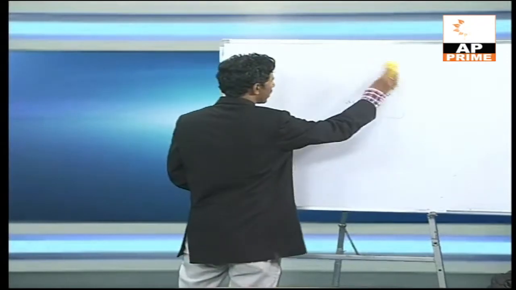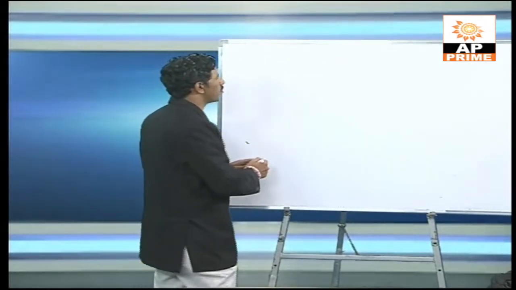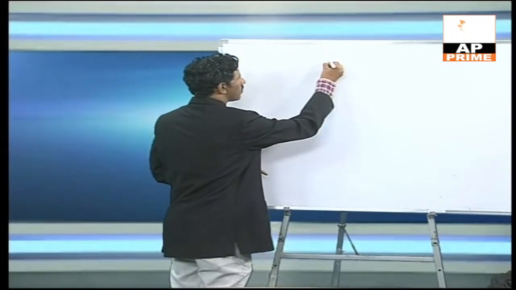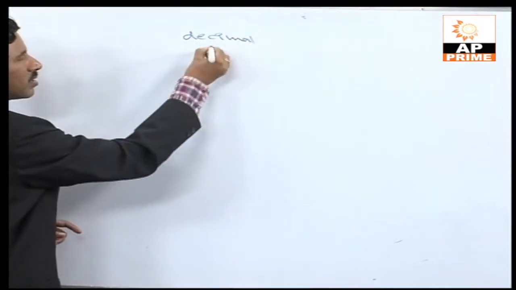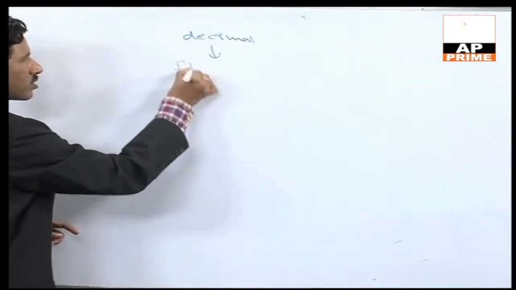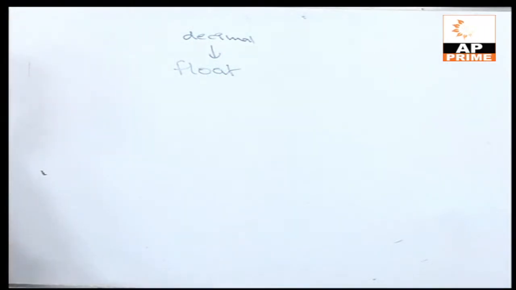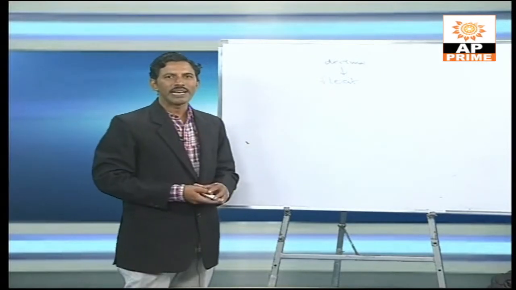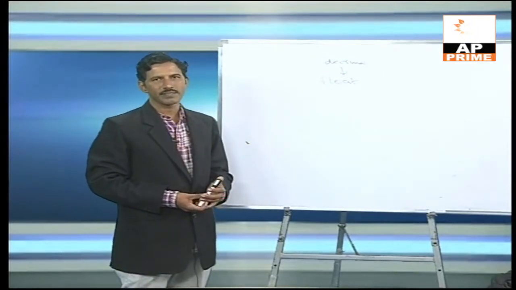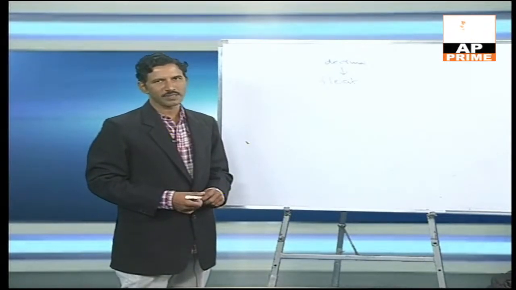What is one more data type under the C programming language? One more type is decimal, called the float type. Under decimal, what is the first type you have? Float. What is meant by float? A number with decimals. Integer is nothing but without decimals. Float is nothing but a number with decimals.